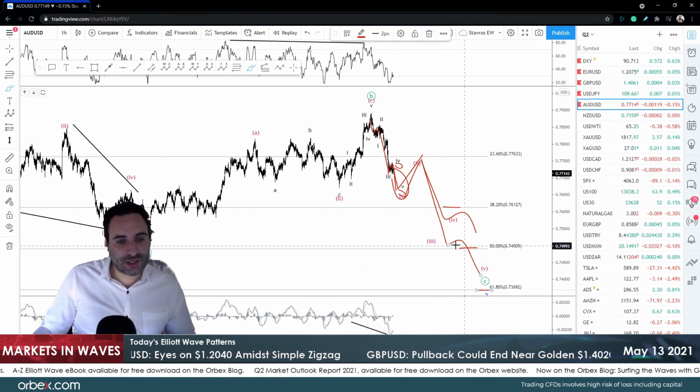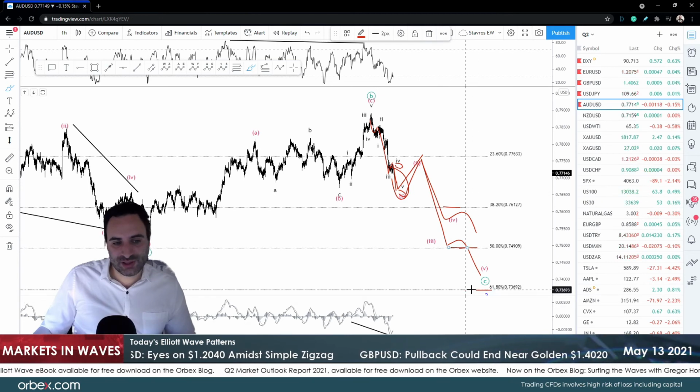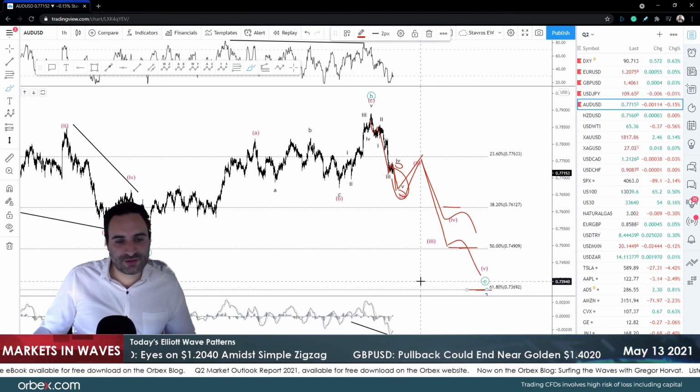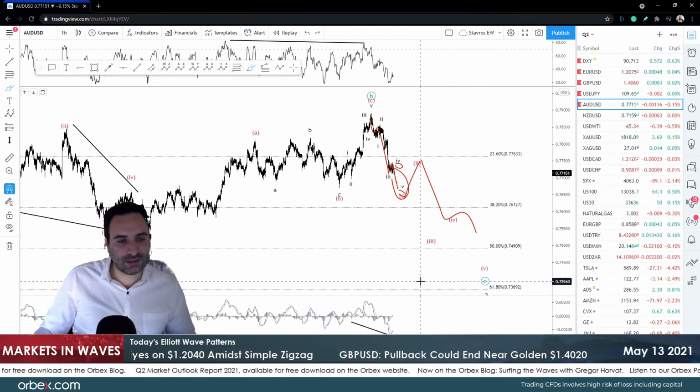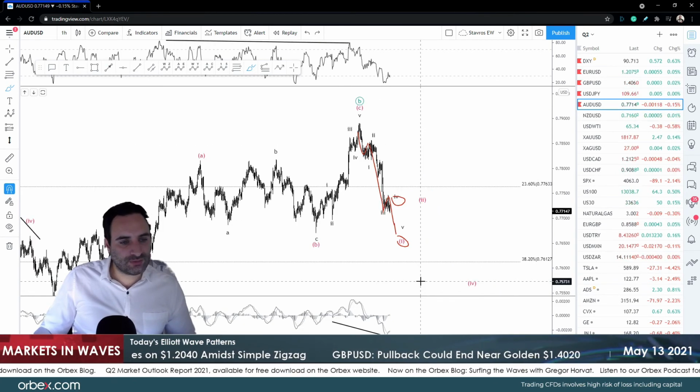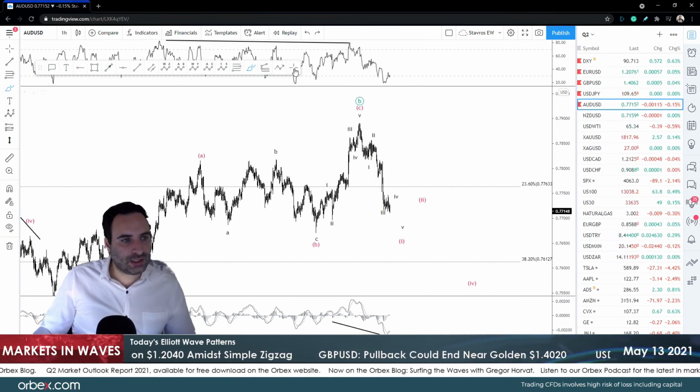Obviously, this correction can just finish at the 50 Fibonacci, but it's usual to see wave 2 finishing at the 61.8 and then wave 4 at the 32 Fibonacci retracement.